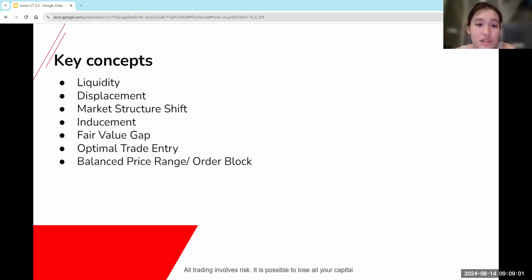So let's go through a quick recap on the key concepts of ICT trading. Firstly, we have liquidity, displacement, market structure shift, inducement, fair value gap, optimal trade entry, and balanced price range and order blocks.